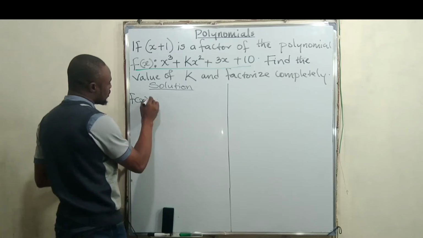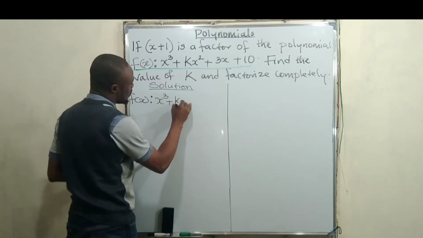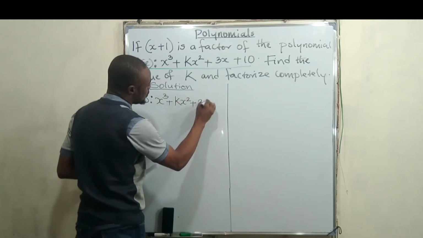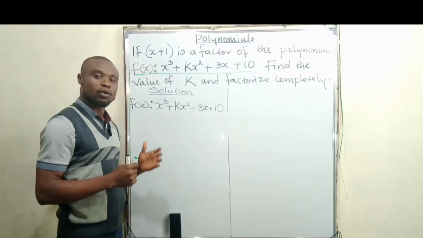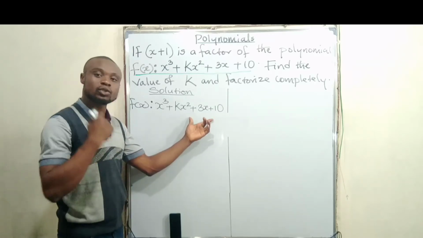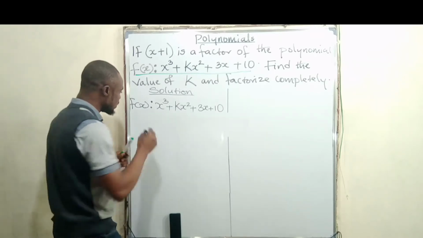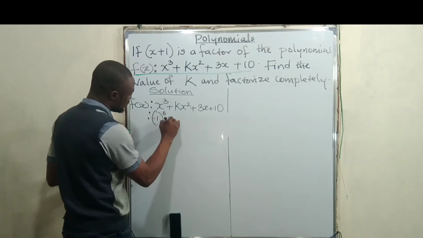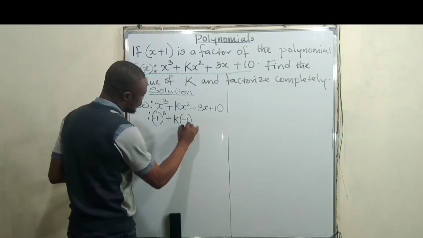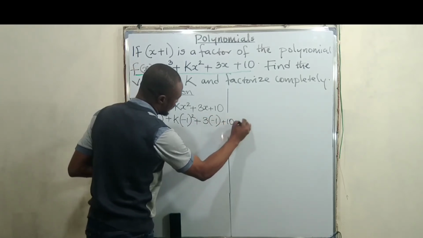So this is the expression. F of x is such that we have x cubed plus kx squared plus 3x plus 10. What we are going to do is to fix minus 1 into this particular expression and equate it to 0, for us to get the value of k. So this is it. We have a column here. We have minus 1 raised to the power of 3 plus k open bracket minus 1 to the power of 2 plus 3 open bracket minus 1 plus 10 equal to 0.